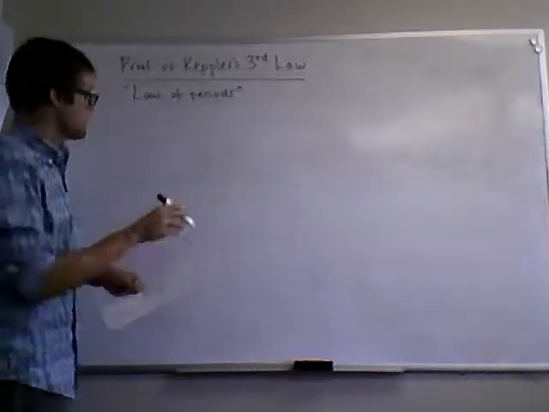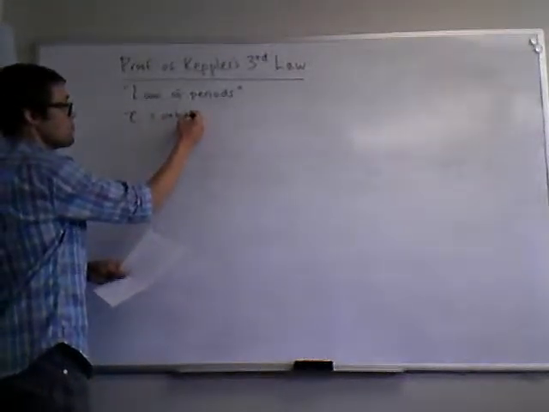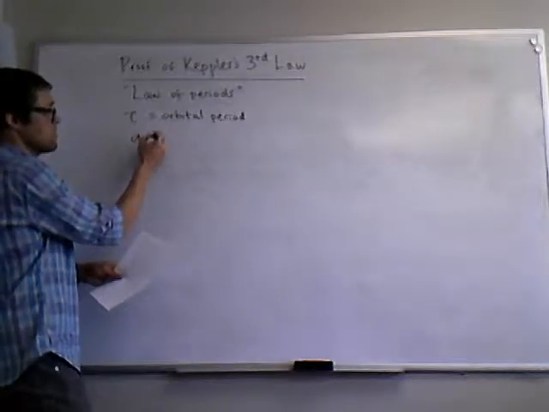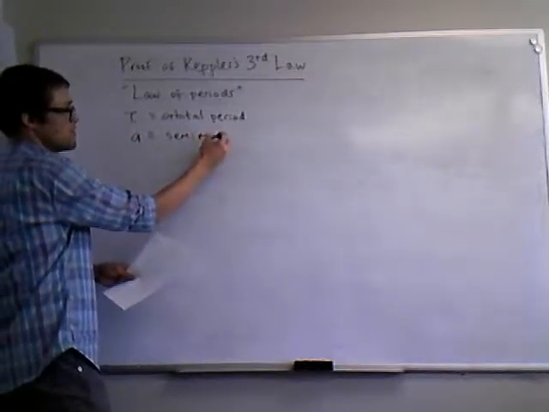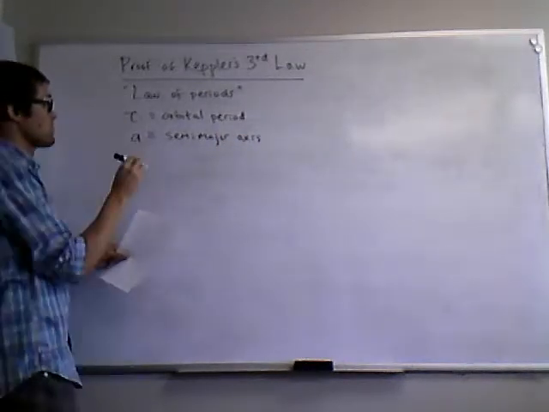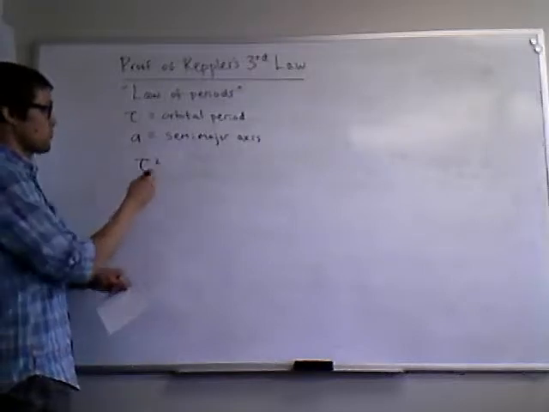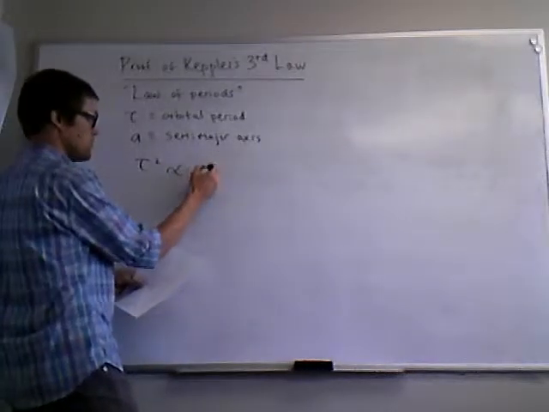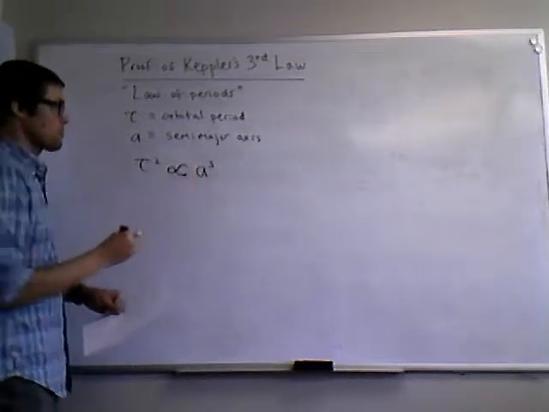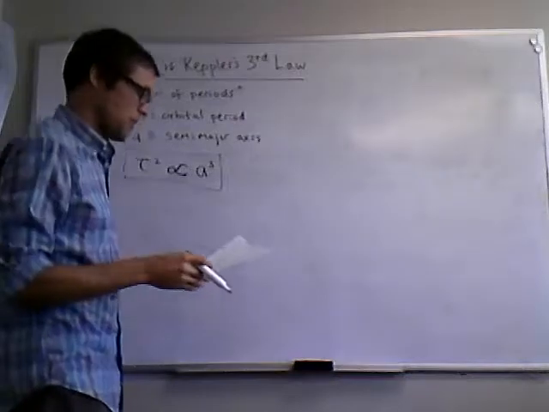And the way that it's stated is, well, okay, so let's call tau the orbital period. And if a is our semi-major axis of the ellipse, then the way that Kepler's third law is stated is that the square of the orbital period is proportional to the cube of a. This is a proportionality here. So tau squared is proportional to a cubed. This is what Kepler stated. And that's what we're going to show now.